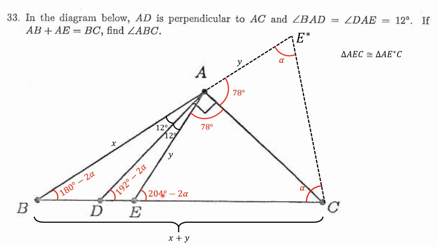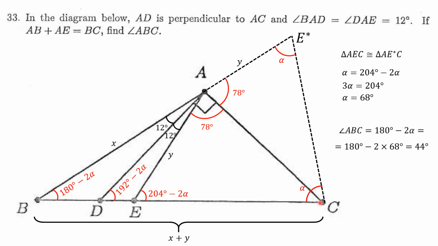So if these two triangles are congruent, then this angle must be equal to this angle. So I can write down alpha, which is this angle, has to be equal to 204 minus 2 alpha. Or I can find alpha from here to be equal to 68 degrees. Now, if I know alpha is 68 degrees, I can find angle ABC easily, which is just going to be 180 minus 2 alpha, right? Or it is going to be 44 degrees. And that's the answer to this question.